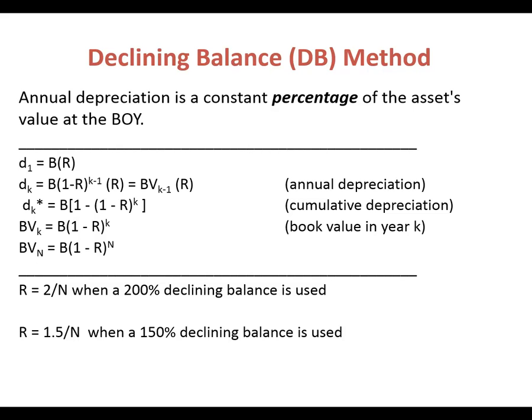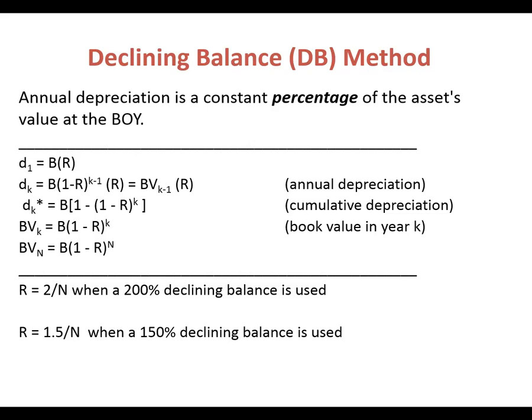And so the slope of that line is sort of defined by this factor R. It's a constant percentage of the asset that's lost each year rather than a constant amount. And so here's an illustration.